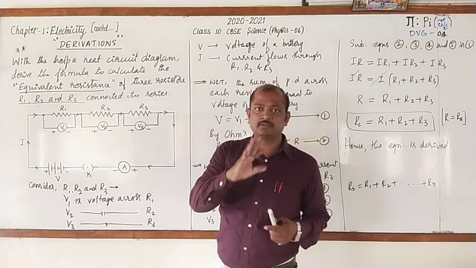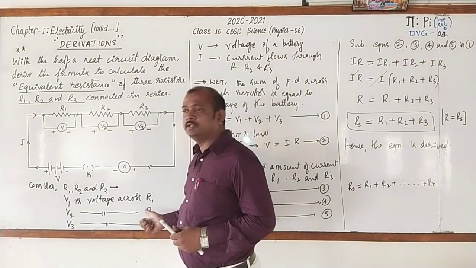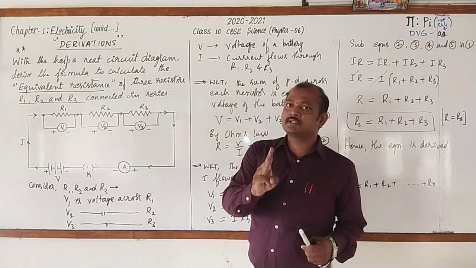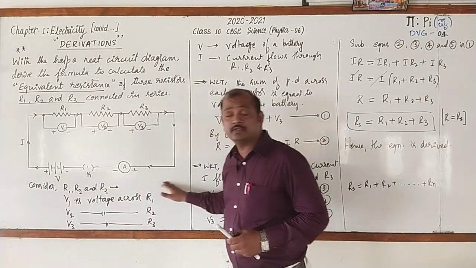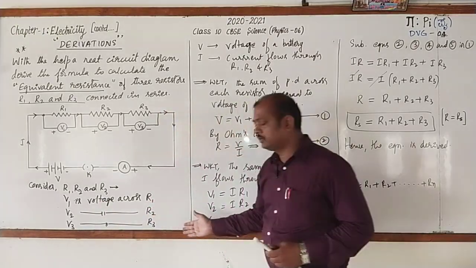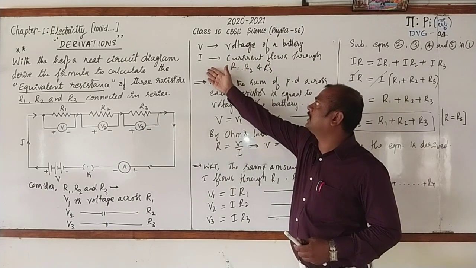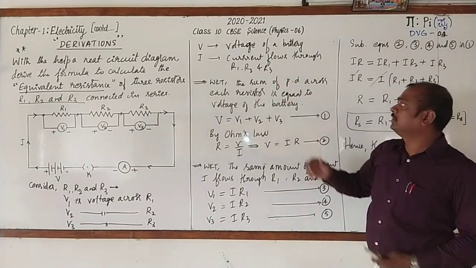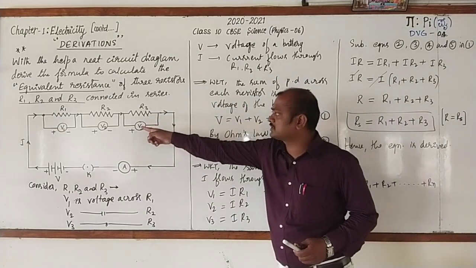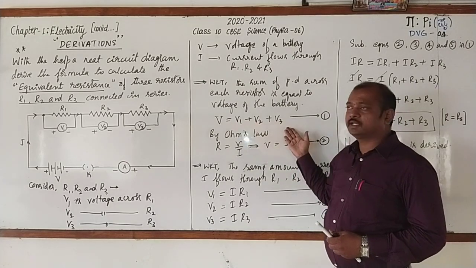Dear students, repeatedly I have been reminding, this derivation is very important from the examination point of view, and will be asked for 3 marks. Here the circuit diagram is a must, then you write the terms. See that R1, R2 and R3 are the 3 resistors connected in series. That sentence should be written. Then you write V1, V2 and V3 with respect to R1, R2 and R3. Then V is the voltage, I is the current. After that, this is a very important statement: the sum of potential difference across each resistor is equal to the voltage of the battery. You will write that equation.